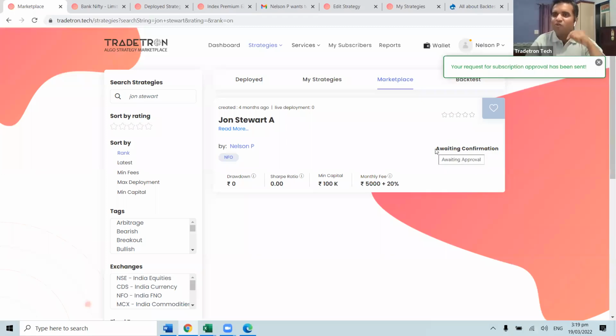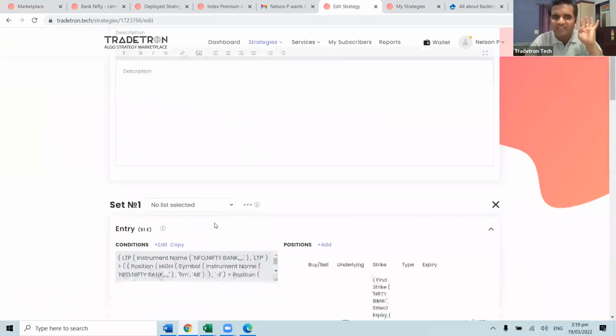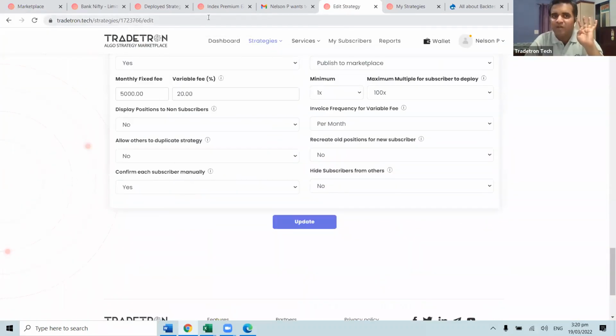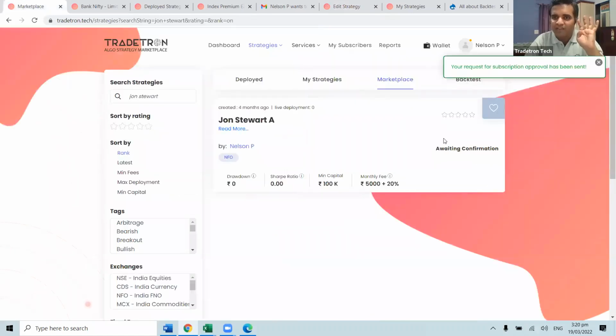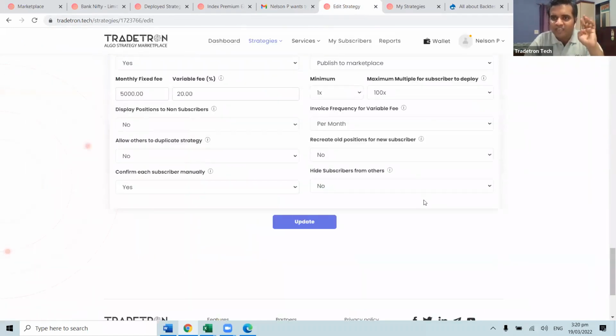So for example, if you want to allow only few clients to use your strategy, then you can keep this to yes. If it is set to confirm each subscriber manually, then he will get that awaiting confirmation, and then you will get an email that this user wants to subscribe to your strategy, and you can either approve or deny it. Okay. So that is clear, right? Any question over here that you have?